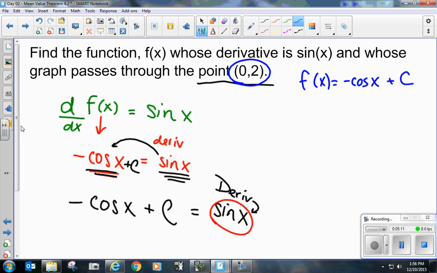So where do the 0 and 2 come into play? That's a coordinate, x and y. Or in our case, it's x and f of x, the same thing as y. Now I can solve for c. I can actually find the exact equation, whether it's plus 2, minus 3, plus 5, whatever. So I say 2 equals negative cos of 0 plus c. What is the cosine of 0? It's 1, if we use degrees, but we use radians in here. What is it?